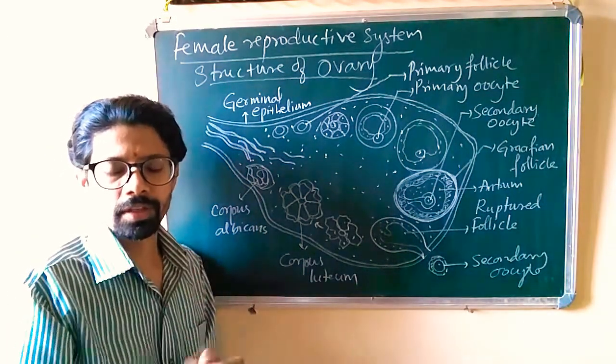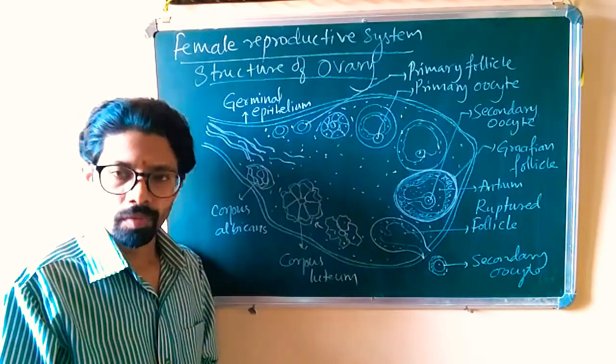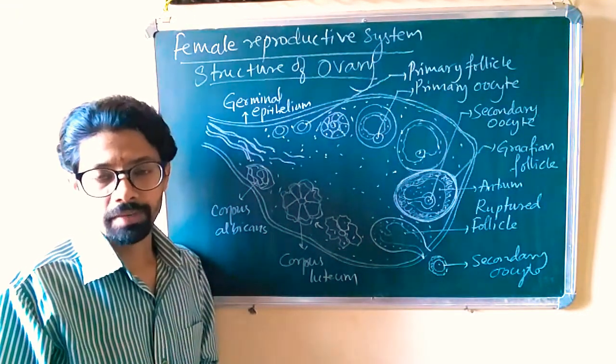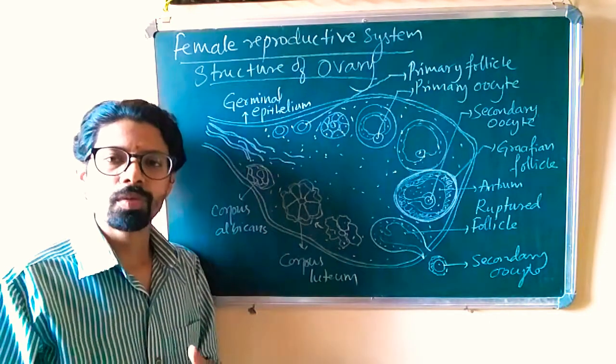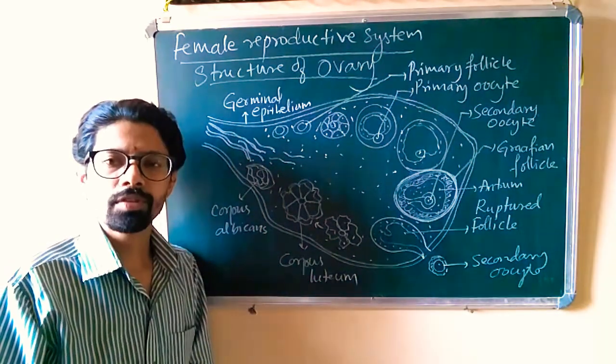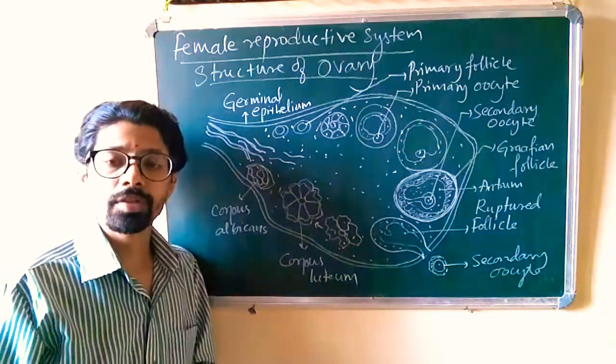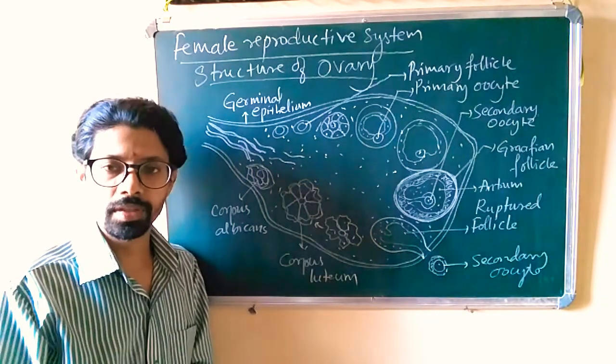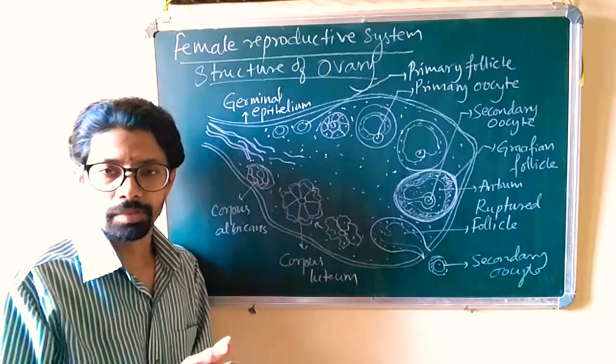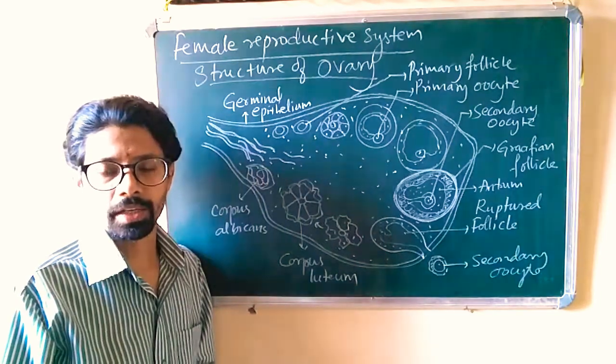So this is a brief discussion on the structure of the ovary. I hope you have understood it very clearly. In the next video session we'll continue with the explanation of the structure of the fallopian tube, the structure of the uterus, and the other internal reproductive structures of the female reproductive system.